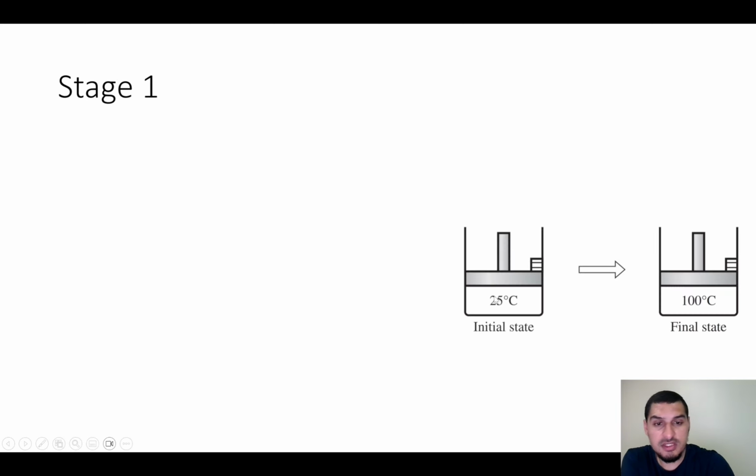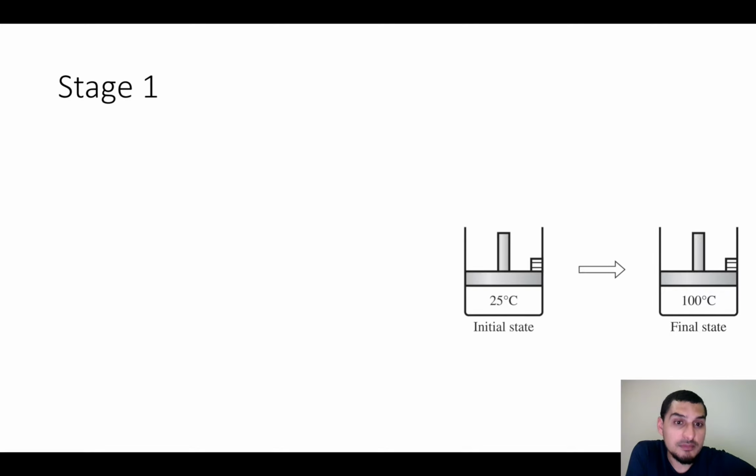So for the first stage, or the first part, we have a gas at 25 degrees Celsius. There is heat transferred into the gas, and it became at 100 degrees Celsius with the same volume. So we need to look at the terms that we have. So there's no change in kinetic energy and potential energy. There is no change in the velocity. There is no velocity at all. The gas is stationary inside. The potential energy is not changing because we don't have any change in elevation.